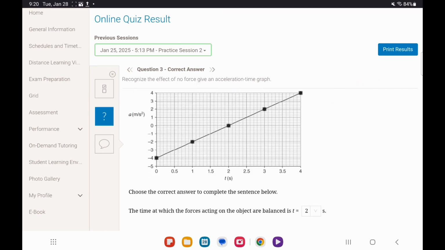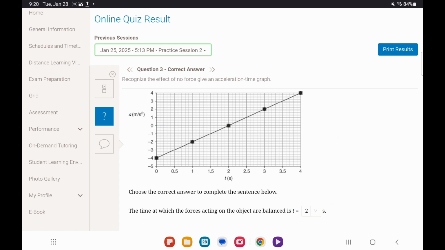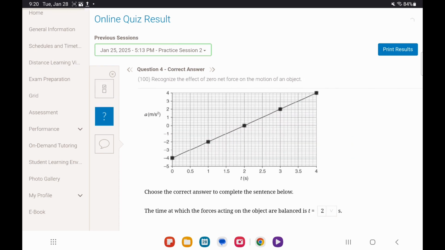Okay, here they're asking at what time the forces acting are balanced. Balanced means they're equal to 0 newtons. They're asking for the time. We go to the graph here. Where is 0 here? We pinpoint it and then we go down to look at the time. It's at time 2 seconds. So that's your answer. It's very, very simple.